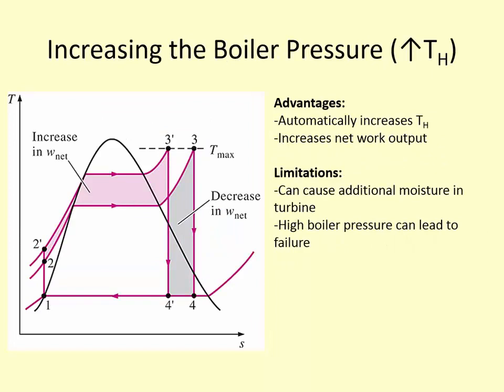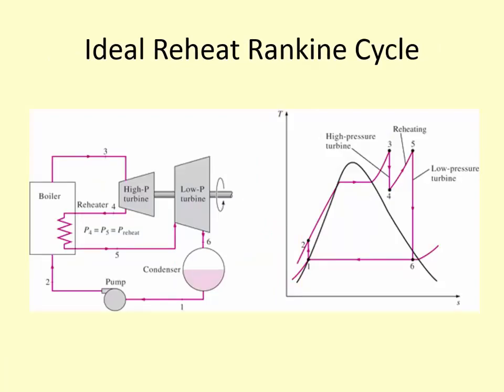And increasing the boiler pressure automatically increases T sub H, but it can cause additional moisture in the turbine. And high boiler pressure can lead to catastrophic failure of the power plant, which is completely undesirable, both from a safety standpoint, but also because having to take the power plant offline in order to make repairs is extremely costly. They never like to have to do that. That's a bad thing.